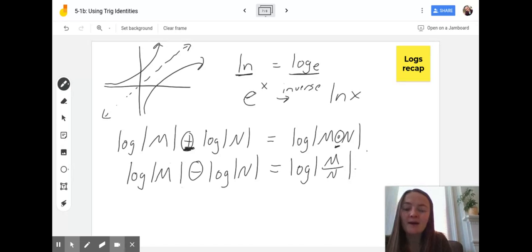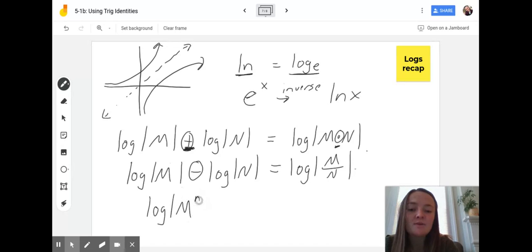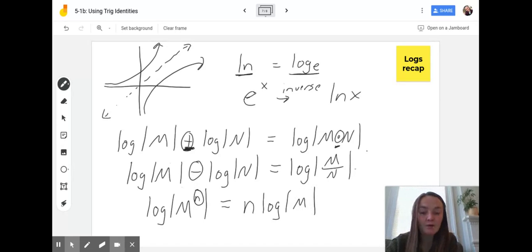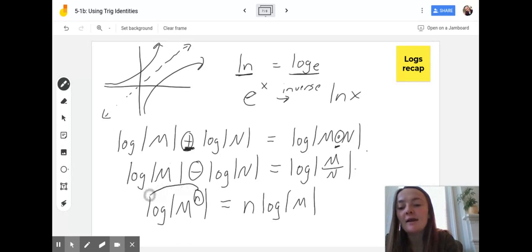Okay? And now there's one more rule of logs, and hopefully this is a review, and if it's not, we will definitely do another lesson on this. Just let me know. The last one is this. If I have log of m to the n, that is the same thing as me saying n log of m. So what I can do in essence is if I have a power that's on the inside of a log, I can move it to the outside of the log.